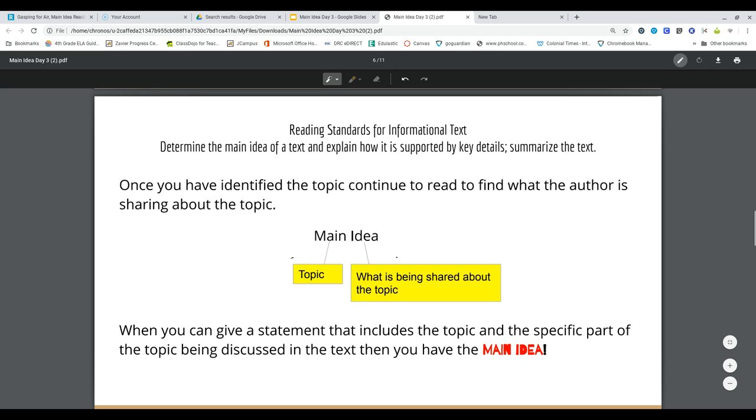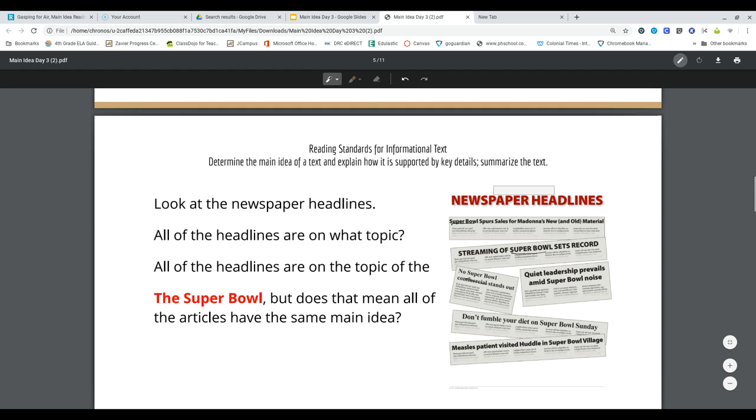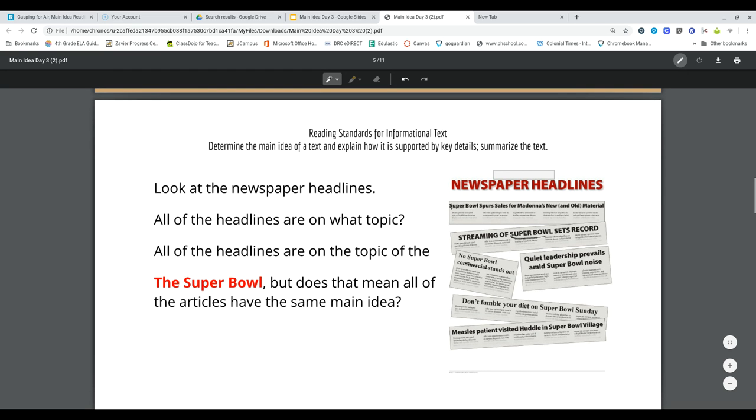Okay, so when you can give a statement that includes the topic and the specific part of the topic being discussed in the text, then you have your main idea. Okay, so now let's go back to the newspaper headlines. When we looked at the headlines, we noticed that they all were on the same topic of the Super Bowl, but the ideas were different. The authors of the articles were expressing different ideas concerning the Super Bowl.